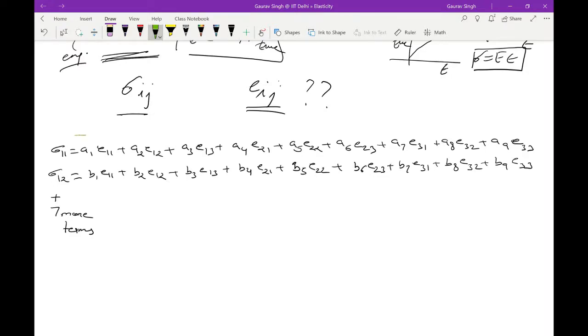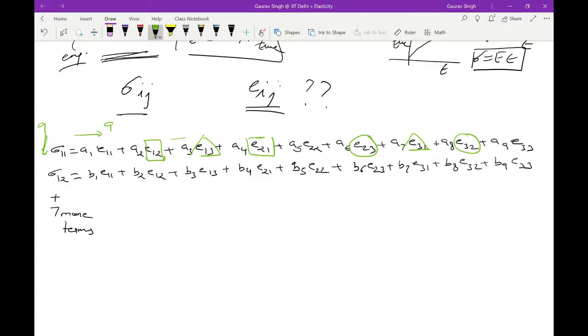You have 9 terms on this side and 9 on the other side, so it's a 9 by 9 system. The symmetry of the strain tensor shows that this is the same as this, this is the same as this, and this is the same as this. What would that mean?